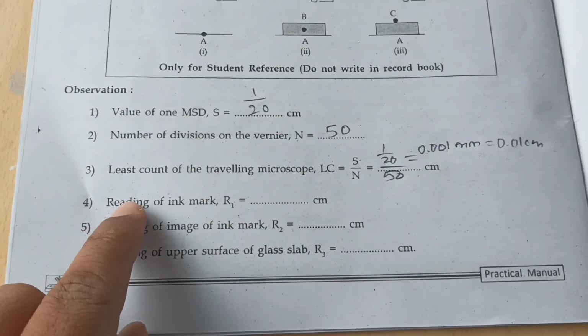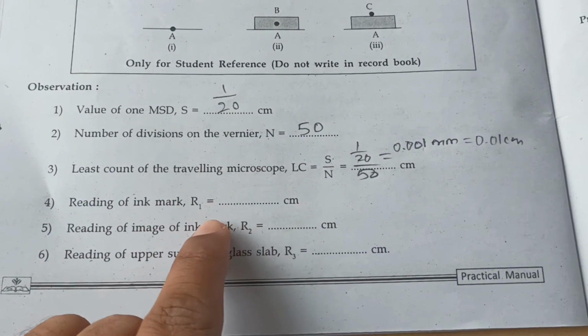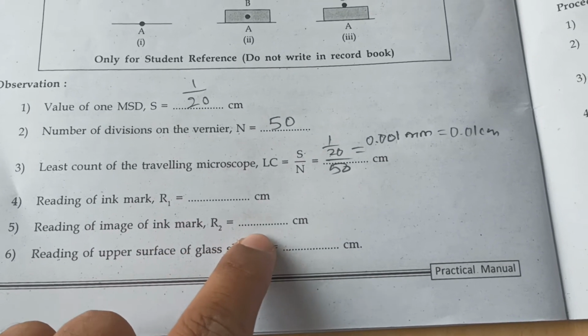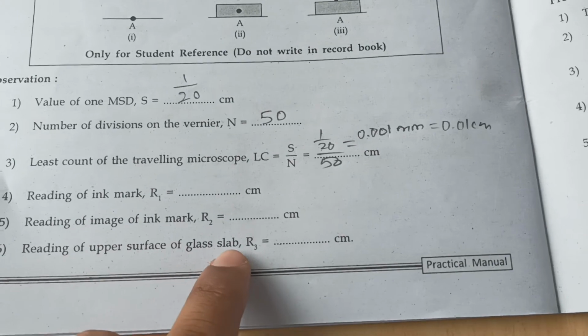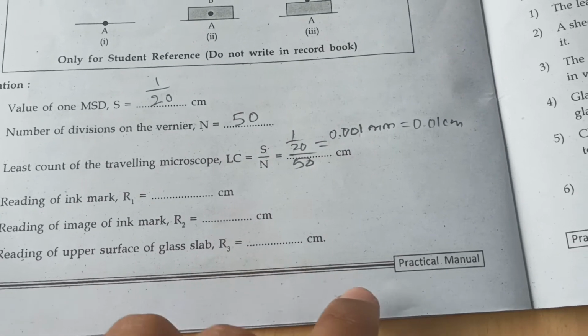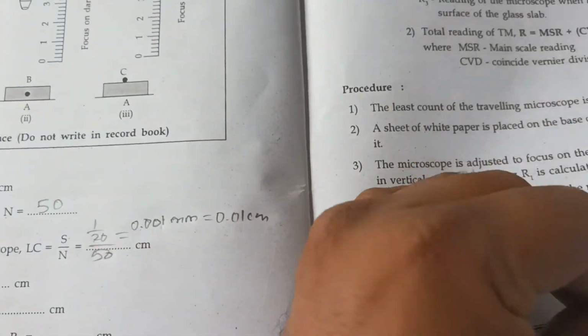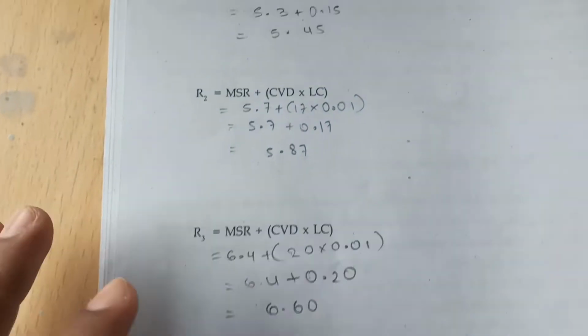Now there are three readings. The reading of the ink mark is taken as R1, the reading of the image of the ink mark is taken as R2, and the reading of the upper surface of the glass slab is R3. Our aim is to calculate R1, R2 and R3. We go to the first reading, R1, the reading of the ink mark.